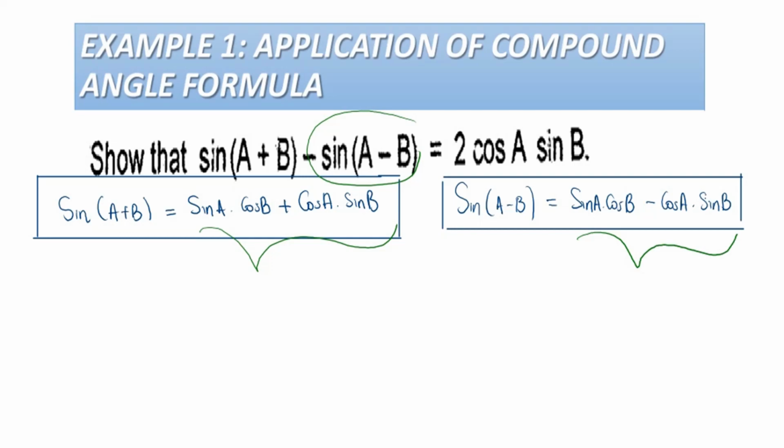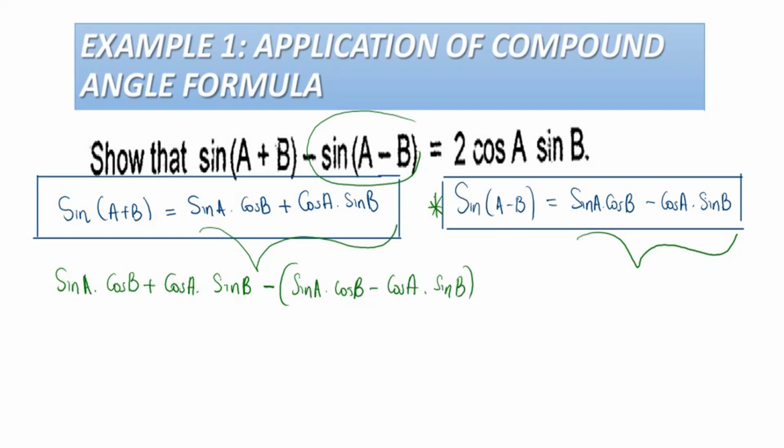So let's do that. Okay, minus sine of A minus B. So we say that sine of A minus B is equal to sine of A times cos B minus cos of A times sine B. Right? We're going to simply simplify this. So it's sine of A times cos B plus cos A times sine B.